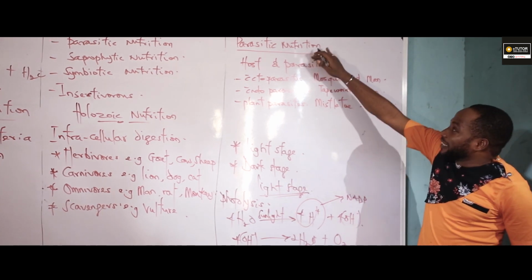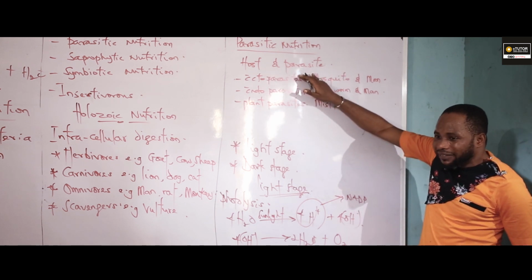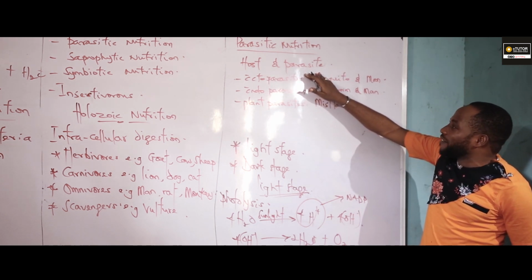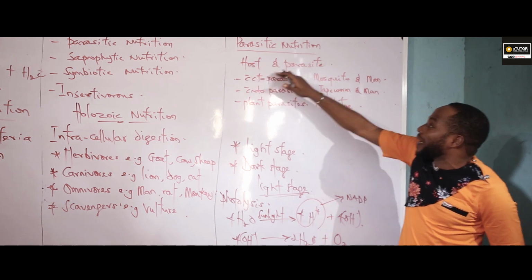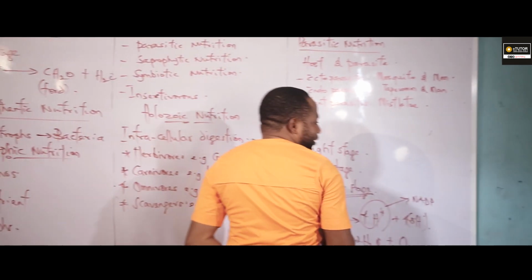Yes, so parasitic nutrition involves two organisms: host and parasite. The parasite feeds and derives nutrients from the host, after which the parasite will gain and the host will lose.